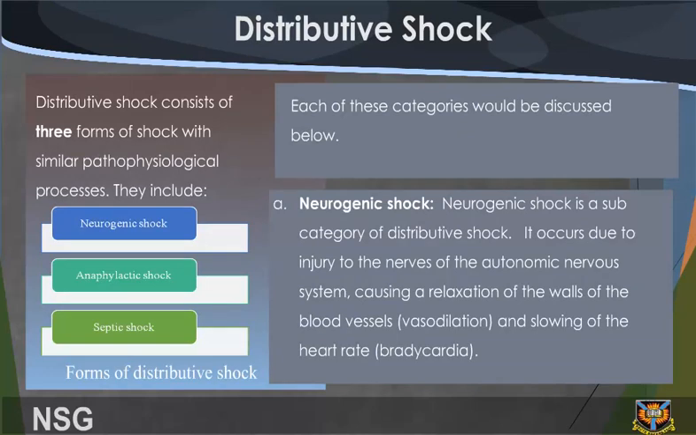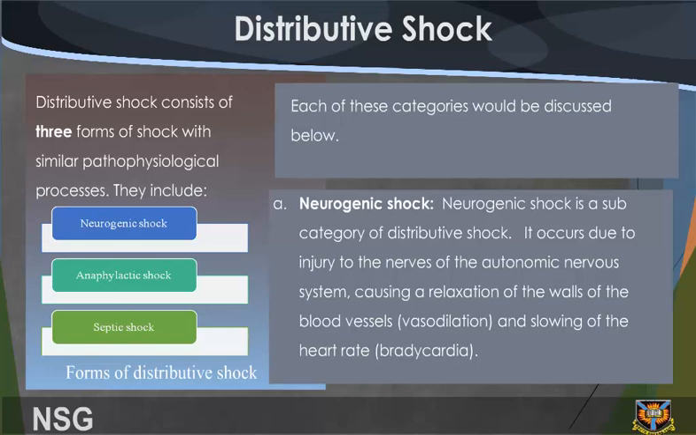Distributive shock. Distributive shock consists of three forms of shock with similar pathophysiological processes. They include neurogenic shock, anaphylactic shock, and septic shock. Each of these categories will be discussed below.